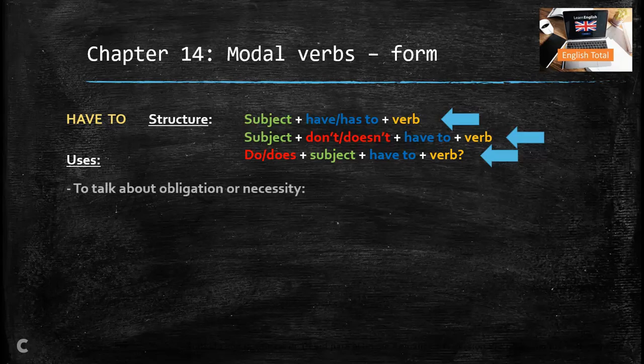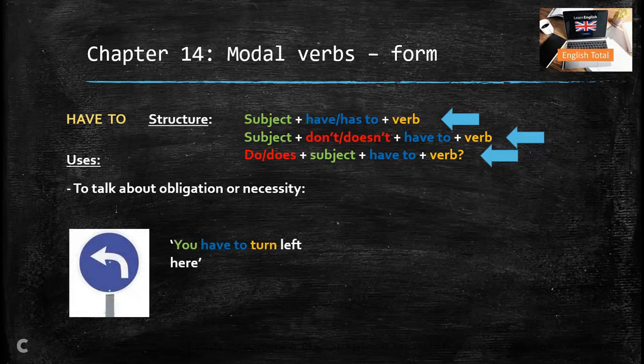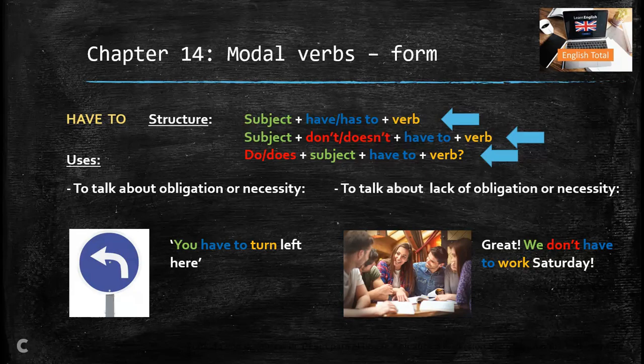Use this verb to talk about obligation or necessity. For instance, you have to turn left here. You can use it to talk about lack of obligation or necessity as well. Great, we don't have to work Saturday. So, as you can see from the examples, this is the only modal verb that requires the use of auxiliaries in present, past, and future tenses. Nothing you can't manage if you think about it. Hang in there, two more modal verbs to go.